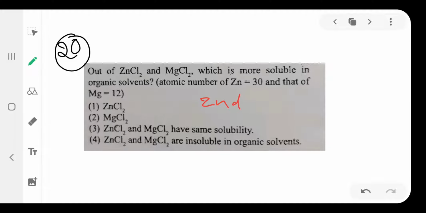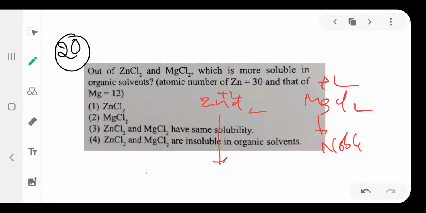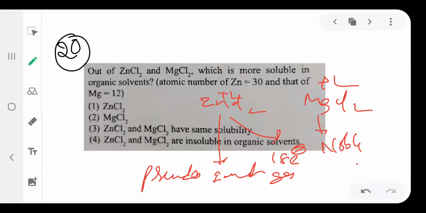In ZnCl2, a Zn2+ ion is formed. In MgCl2, an Mg2+ ion is formed. Mg2+ has an octet configuration, a noble gas configuration. Zn2+ has a pseudo inert gas configuration. Why? It contains 18 electrons in its outermost shell, while Mg2+ contains 8 electrons. That's why Mg2+ has a noble gas configuration and Zn2+ has a pseudo inert gas configuration.